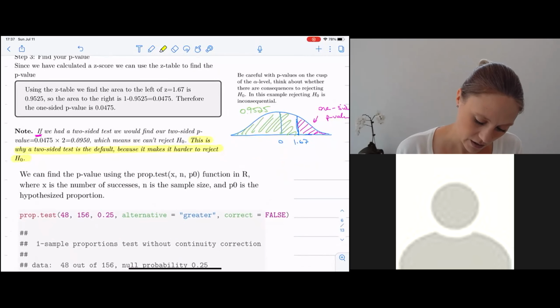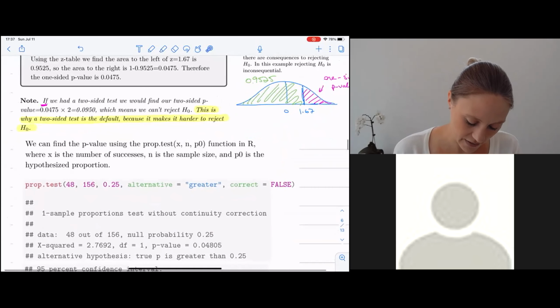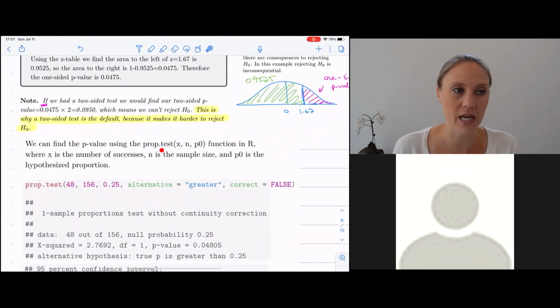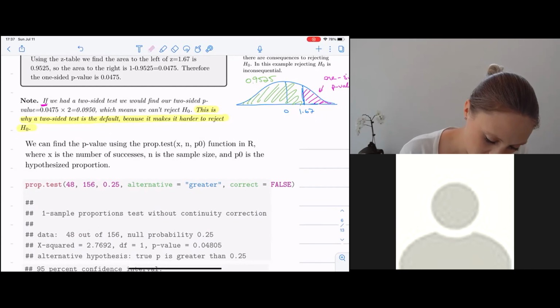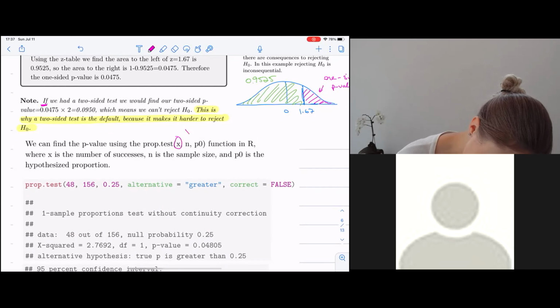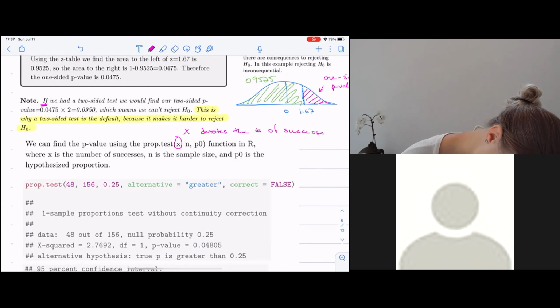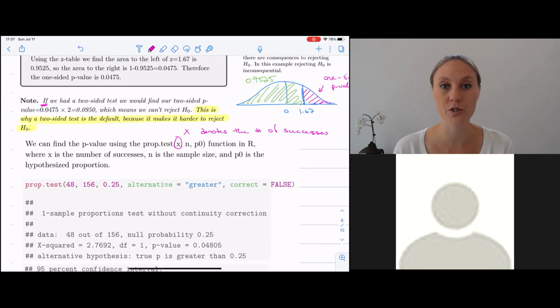Okay. So if you're using R, then you can find the p-value using the prop test command, which takes X. We usually use X to denote the number of successes. So if you're struggling for some notation there, X usually denotes the number of successes, and as of course your sample size, and P naught is your hypothesized proportion.